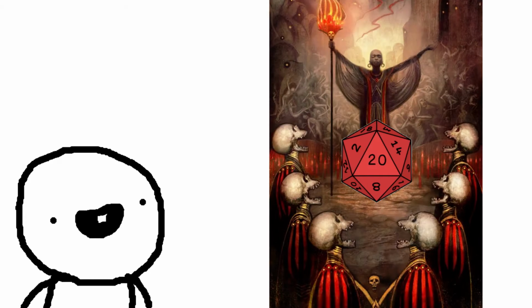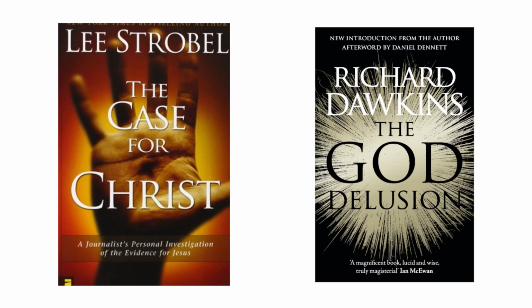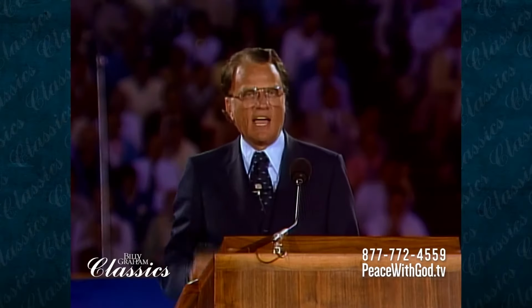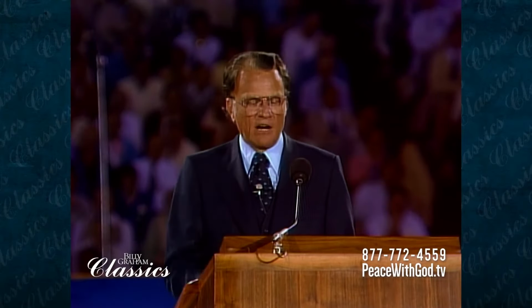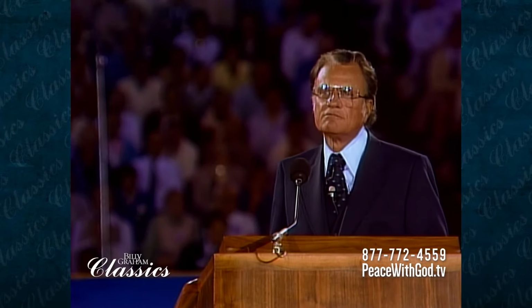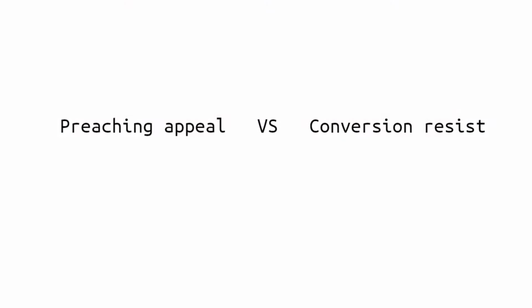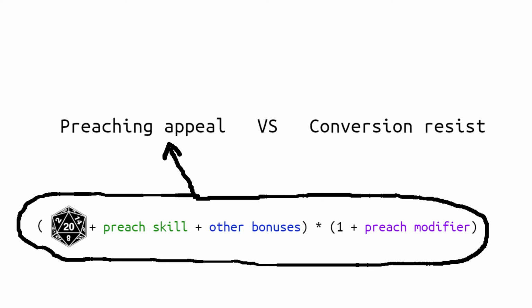I knew I wanted to model preaching and evangelism of the occult with simple die rolls now, but I still wanted to maintain the complexity of how in real-world situations people have lots of reasons for accepting or rejecting new religious beliefs, as well as how a lot of factors go into determining the effectiveness of a preacher. I decided that I would include this meaningful complexity through the calculation of a preaching character's appeal and the resistance to conversion of the character being preached to. The preaching appeal value would be calculated with this expression.